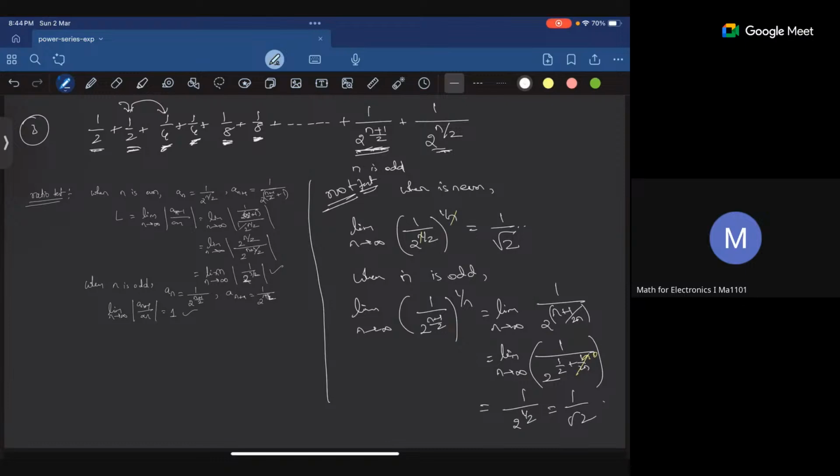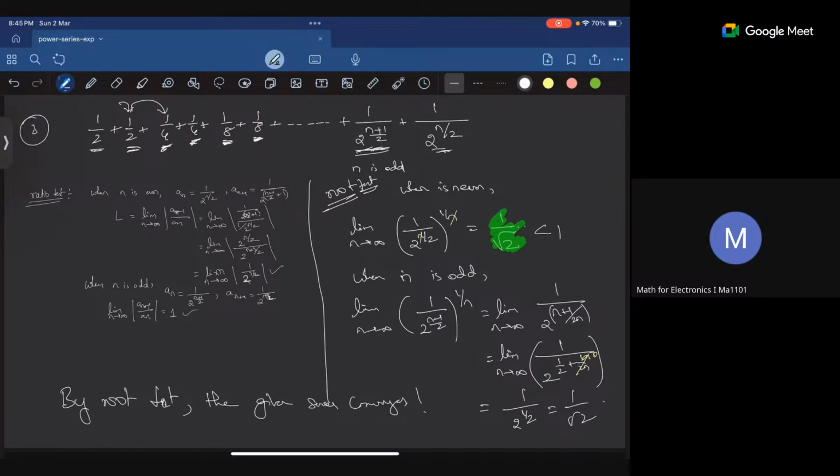So you can see here, when n is even and when n is odd, in both the cases we got 1 by root 2. So that means limit exists and it will be equal to 1 by root 2. So 1 by root 2 is less than 1. So we can claim that by root test, this particular series actually converges. Okay, so by root test, the given series converges.